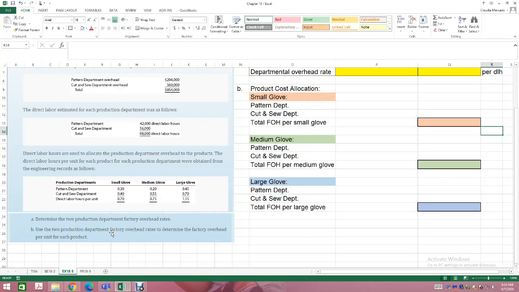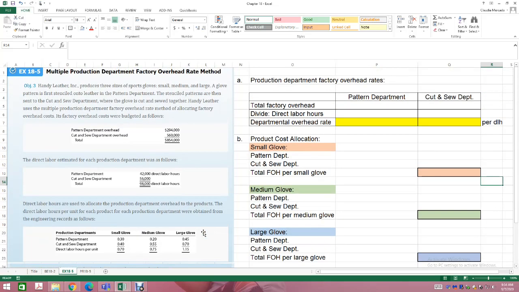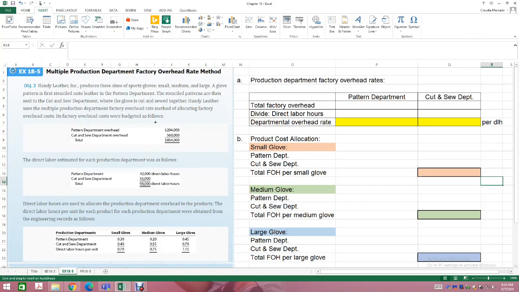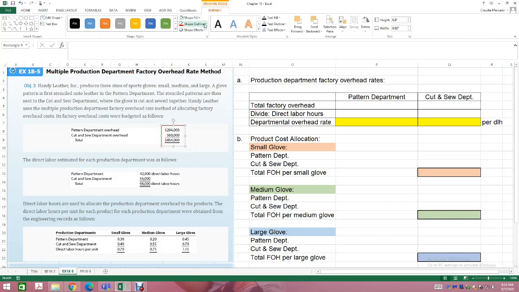Okay. Now, there are 2 requirements. We're going to start off with letter A, and then we'll proceed to letter B. Letter A states, determine the 2 production department factory overhead rates. Okay, so we have to calculate the department factory overhead rates. To do that, we're going to start off with the total factory overhead for each of the departments. Let me go ahead and highlight. That information was provided to you right there.